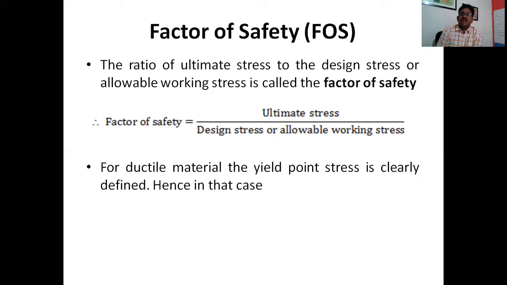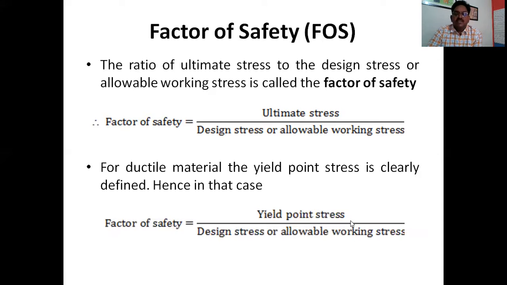For a ductile material, the yield point stress is clearly defined. Therefore, in that case, for a ductile material, we can call it yield point stress by design stress or allowable working stress. Because for other materials, ultimate stress we can easily find out. But for ductile material, we can also find out the yield point. Permanent deformation starts from the yield point only. Therefore, instead of taking ultimate stress, if we take yield point stress, then the safety will be more. Therefore, yield point stress to design stress. So we can calculate the factor of safety based on this.